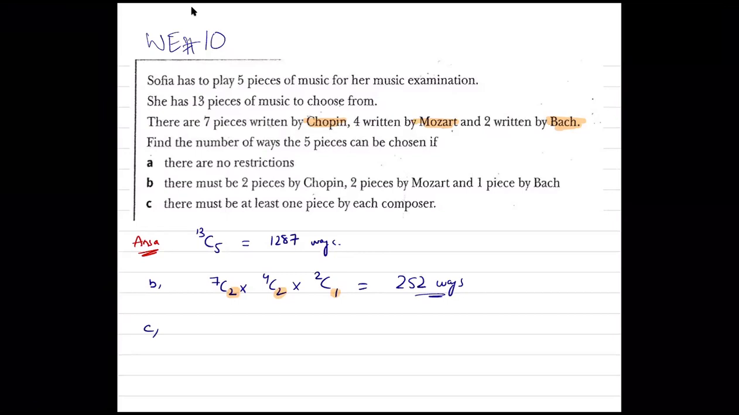Okay, I want you girls to try part C. There must be at least one piece by each composer. That means at least one piece from every composer should be there. But it says at least. Okay, try it for 2 minutes, and then I'm going to help you out with this.